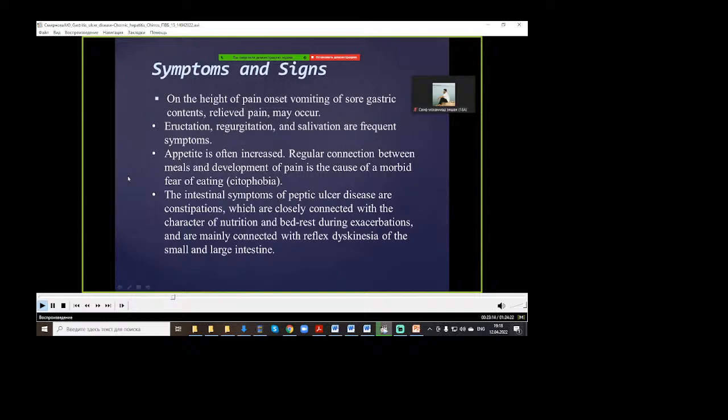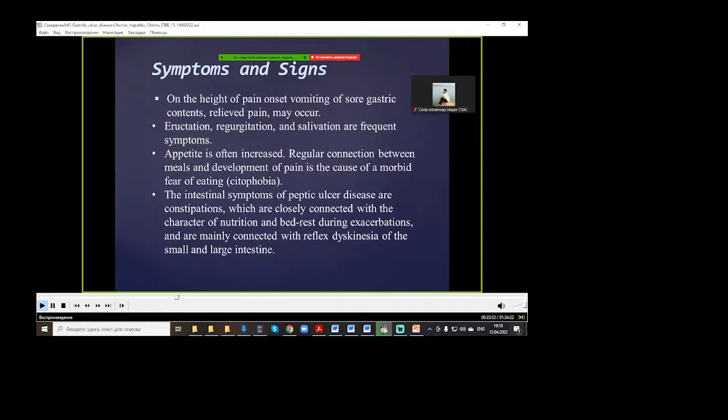At the height of pain, vomiting of sour gastric contents relieves the pain. Eructation, regurgitation, salivation are frequent symptoms. Appetite is often increased, but patients are afraid of food intake because after food intake they feel pain. That is why they restrict the meals they eat, and this symptom is called sitophobia.